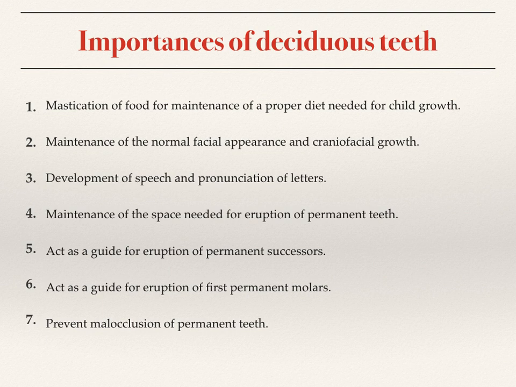Number three, development of speech and pronunciation of letters. Number four, maintenance of the space needed for eruption of permanent teeth. Number five, act as a guide for eruption of permanent successors, and also act as a guide for eruption of the first permanent molar. And finally, prevent malocclusion of permanent teeth.